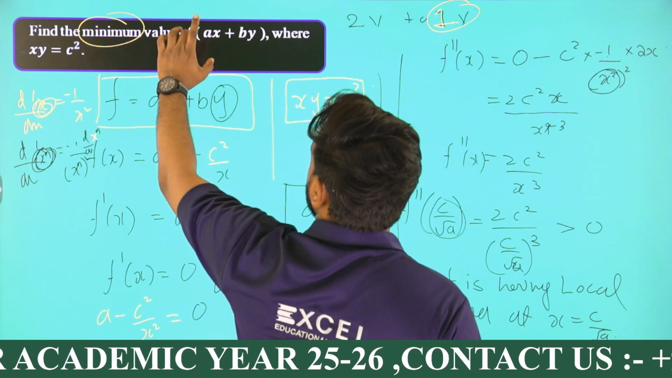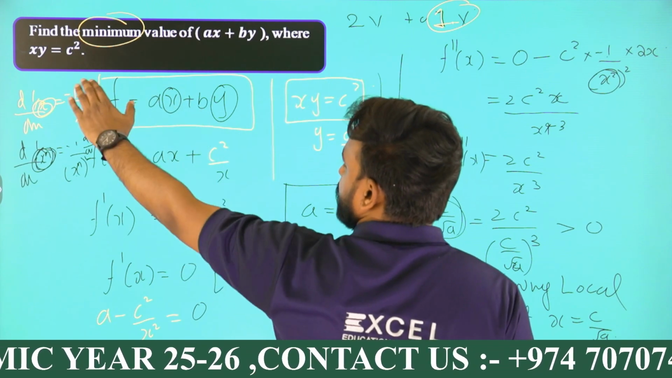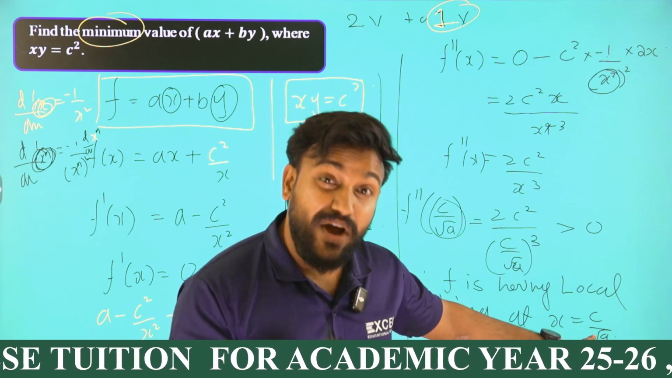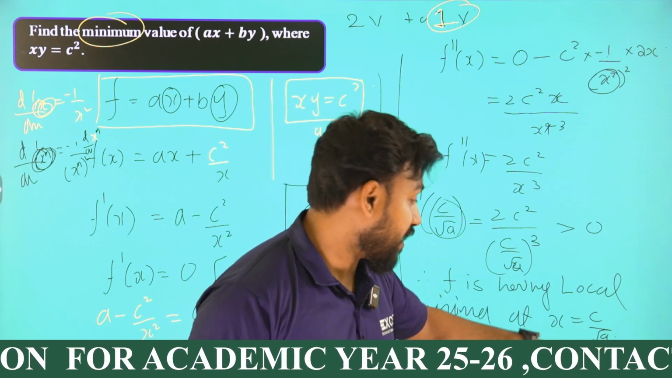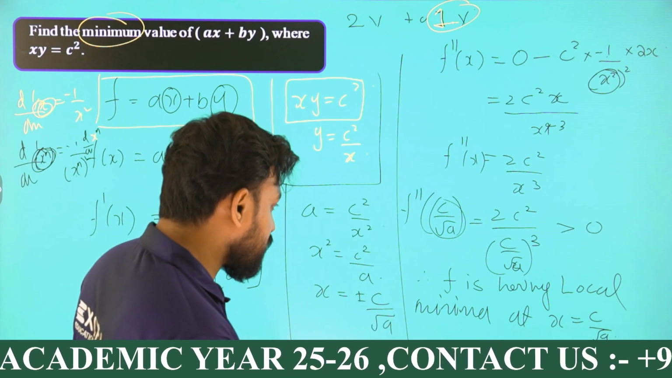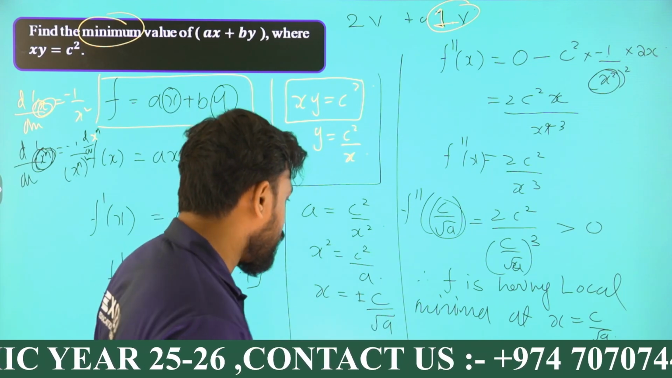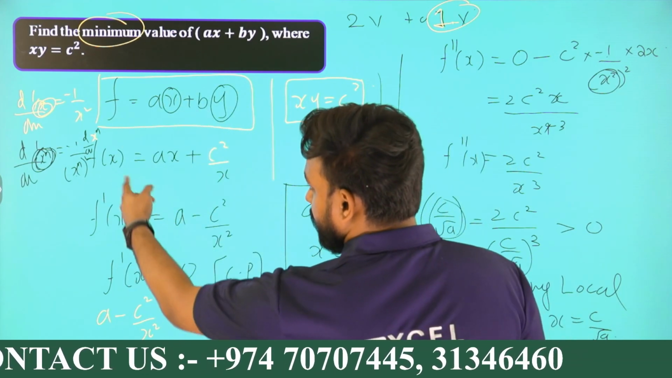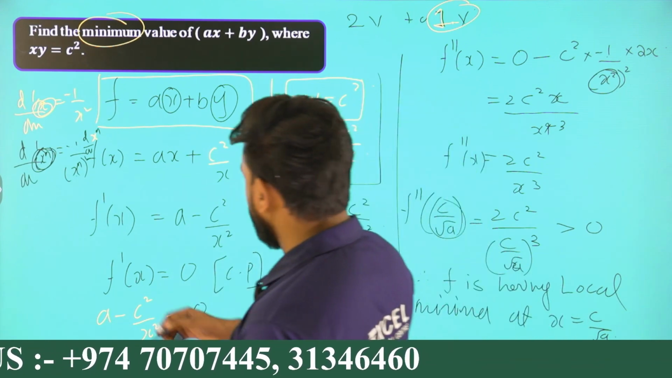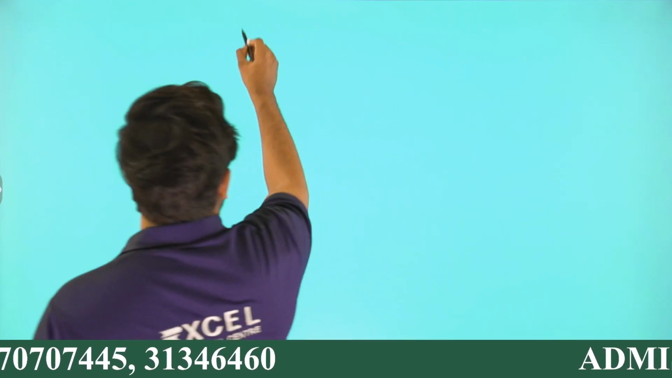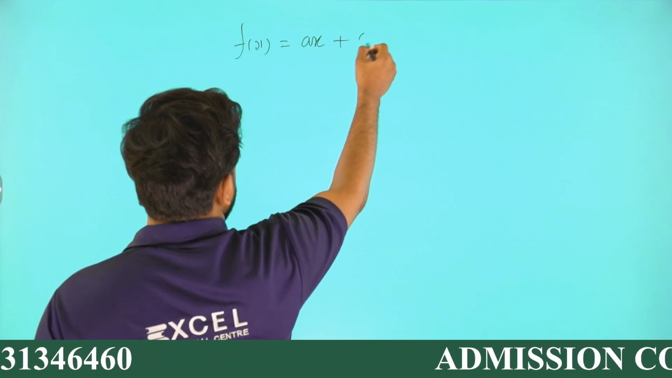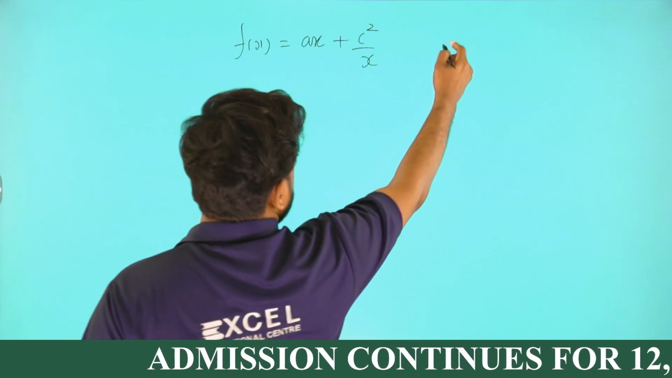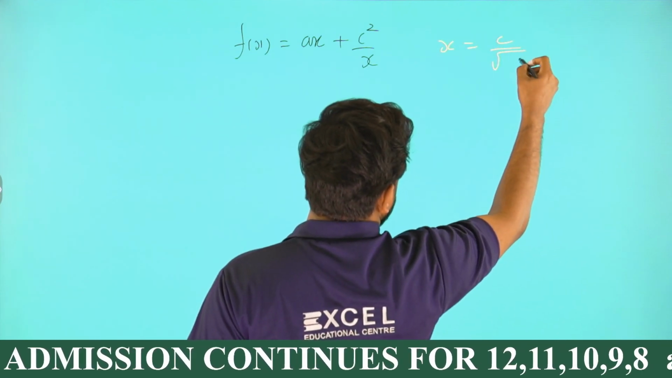Find the minimum value of this function where x into y is equal to c square. They ask for the value also. So listen, x is equal to c by root a. This is the point where you are getting the minimum value. So this is your function, in terms of x we have f of x equal to ax plus c square by x. Your critical point is x is equal to c by root a.